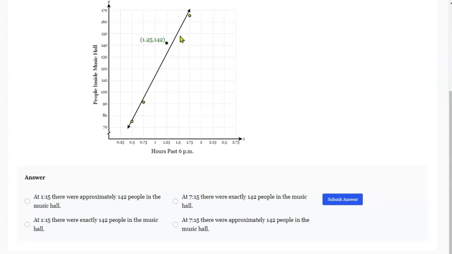So we're looking for this data point in green here. Is it on the prediction line? No. So that means it's an actual data point. The prediction line would be approximately, but this green dot is exactly.